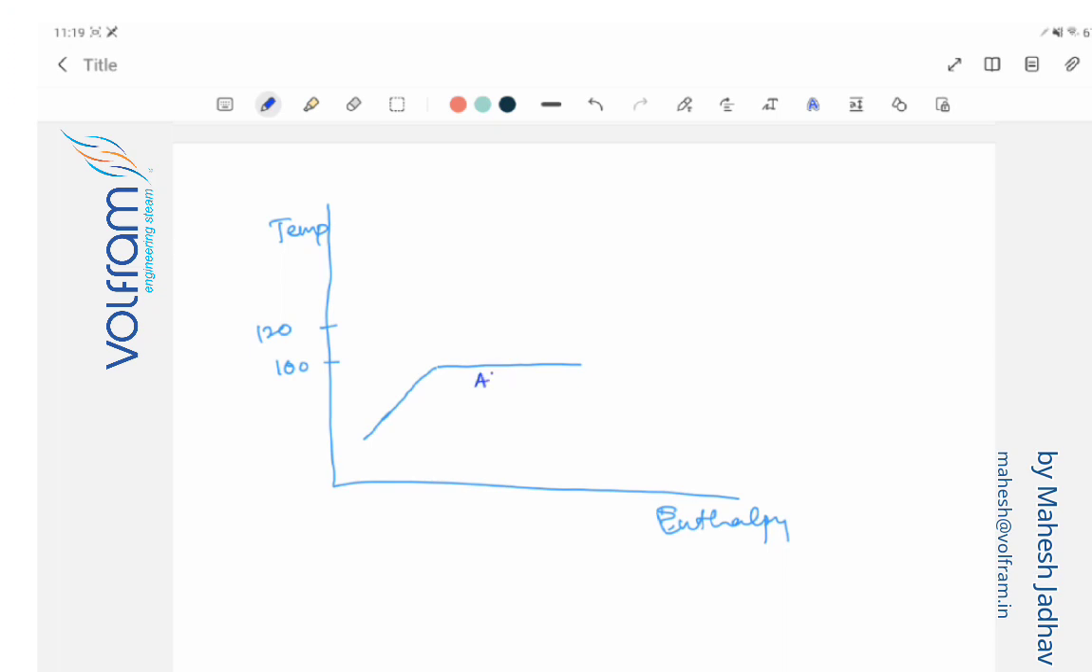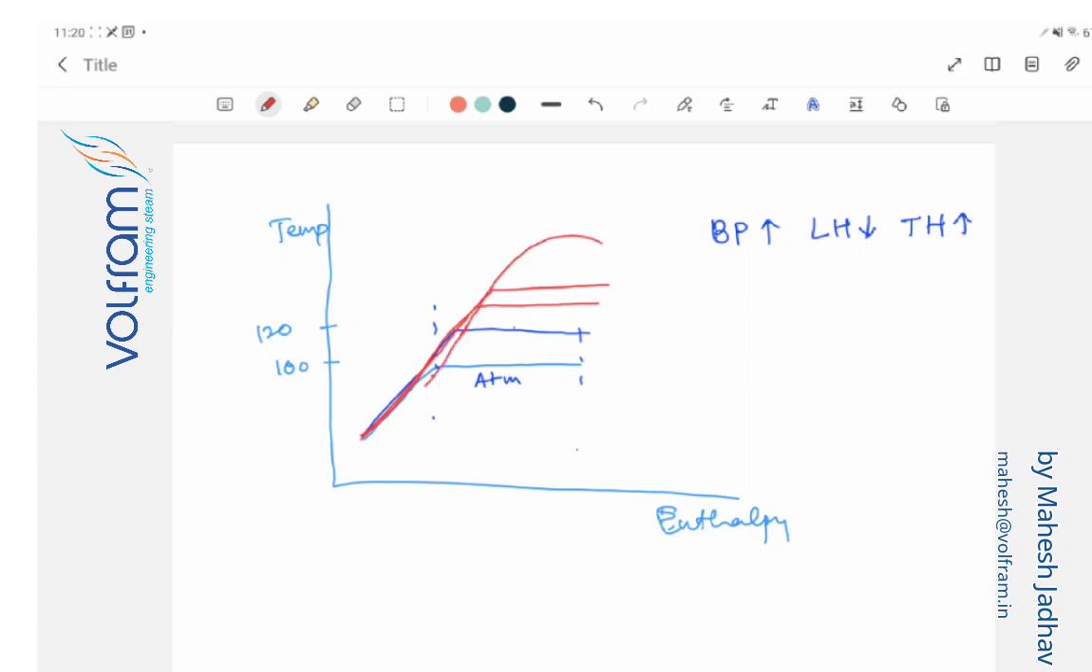Next time, at 1 bar, so this was at atmospheric pressure. Now at 1 bar it will be like this, but the latent heat will be a little less. It will be just slightly like this. So understand, boiling point up, latent heat down, total heat up. Okay, so the next point will be like this, and the next point like this. So the curve that we are talking about is joining these.